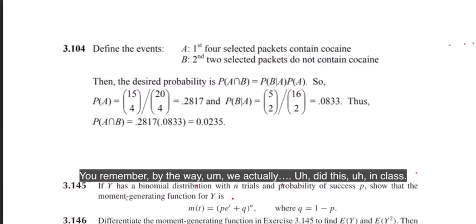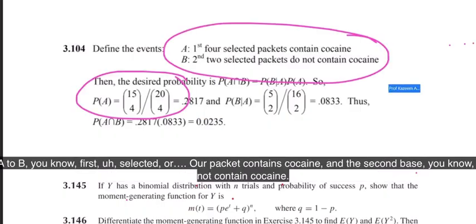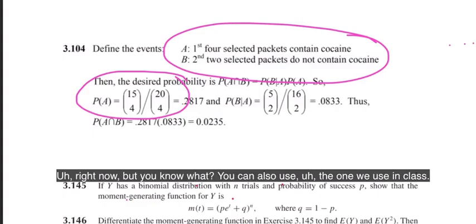You remember the way we did this in class, and of course this is the solution that I provided. I defined A to be the first selected packet contains cocaine, and B the second does not contain cocaine, and of course I go all the way to find what I have right now.